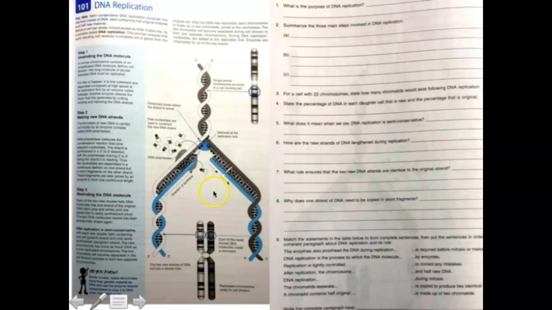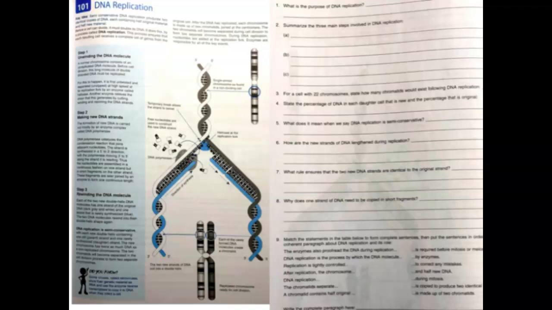And then step 3, rewinding the DNA molecule. Each of the 2 new double helix DNA molecules has one strand of the original DNA and one strand that's newly synthesized in the blue. And the 2 DNA molecules rewind into their double helix shape, and now you have 2 new chromosomes in a semi-conservative fashion. All right, so if we go to the questions here.